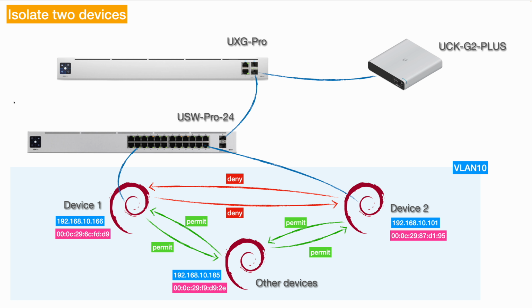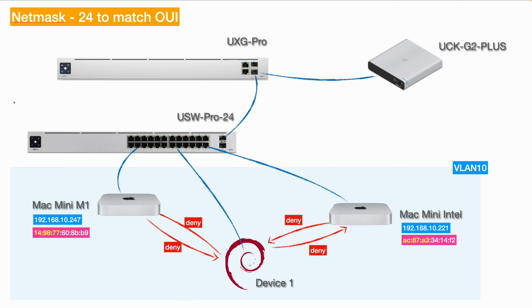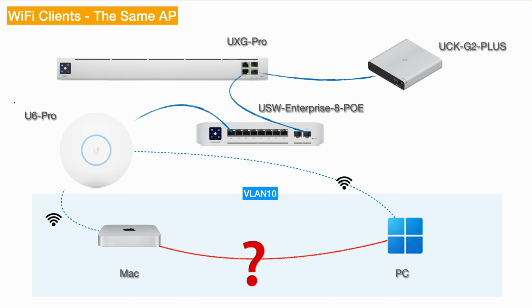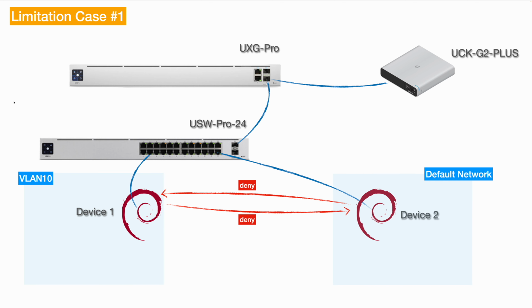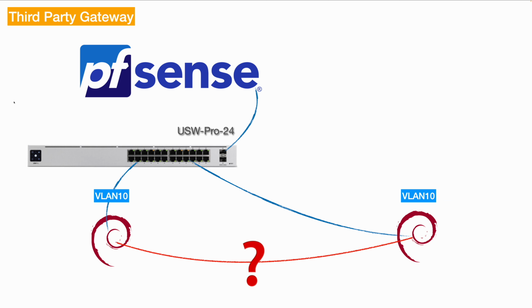I will discuss different use cases of MAC ACL. Then we will explore the option of using a netmask to set the ACL for devices from a specific vendor. Then we will drill deeper to discuss whether the ACL works across switches, and whether it still applies to Wi-Fi clients when on the same AP or on different APs. Then we will discuss some limitations. In the end, we will briefly talk about whether it works for third-party gateways, for example, pfSense. A lot of things to discuss.